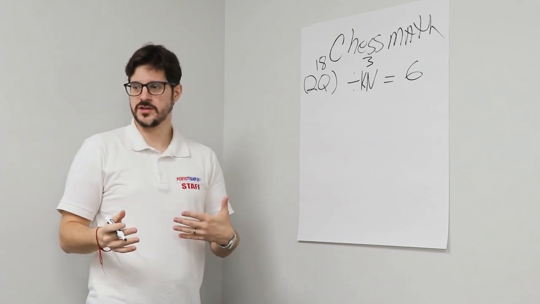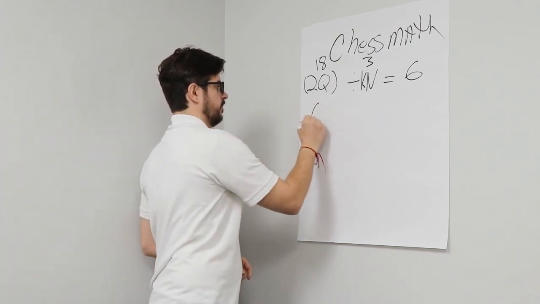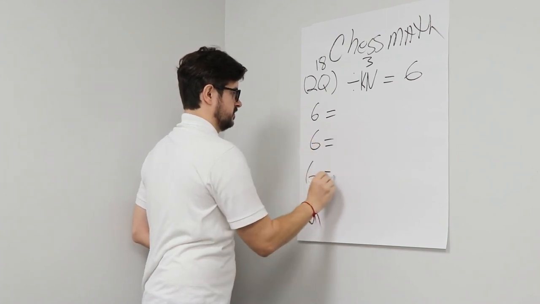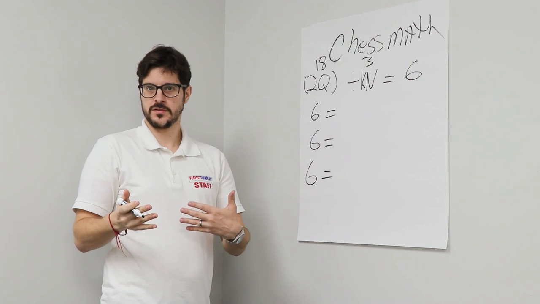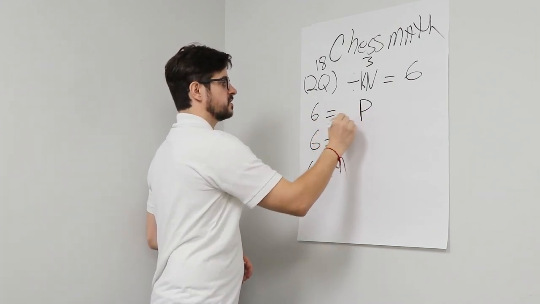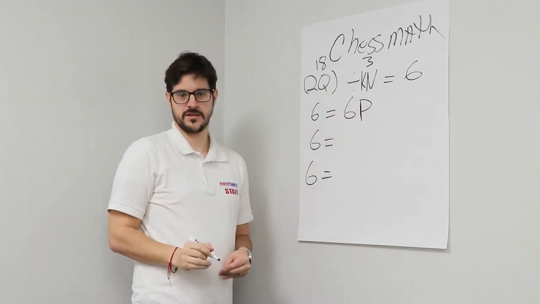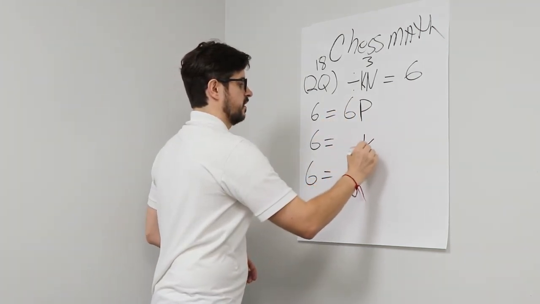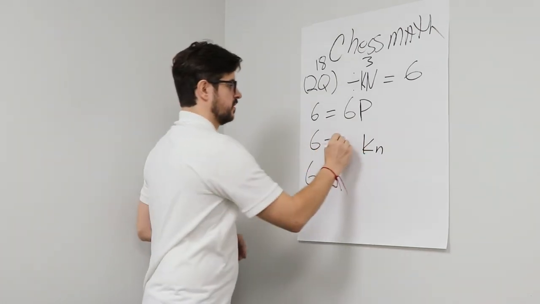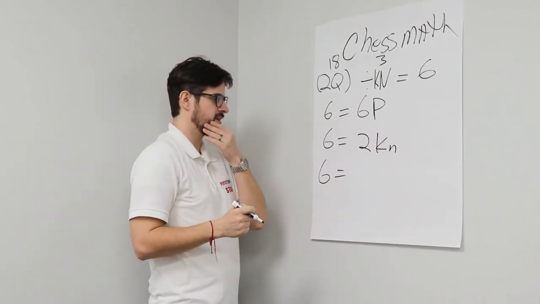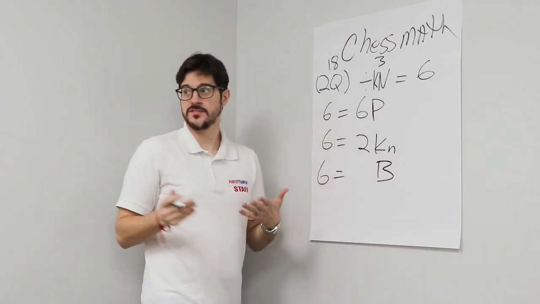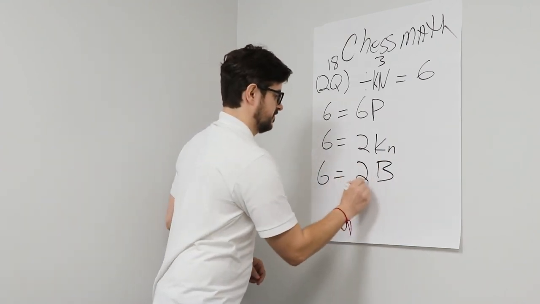Let's think about how we can think about 6 with chess pieces. How many pawns would go into 6? If you said 6, you were right. How many Kn would go into 6? 2. If you said 2, you were right. How many bishops would go into 6? If you said 2, you were right.